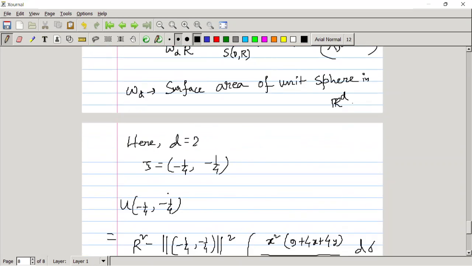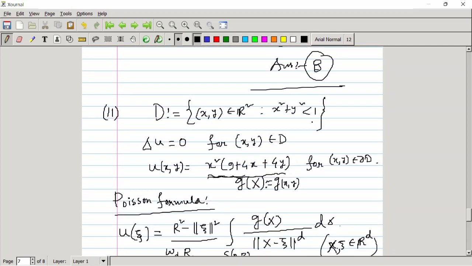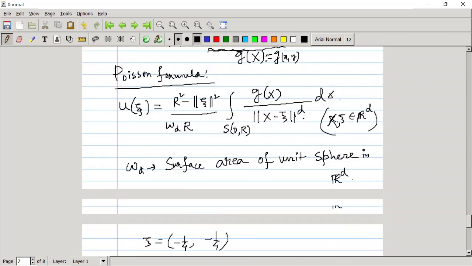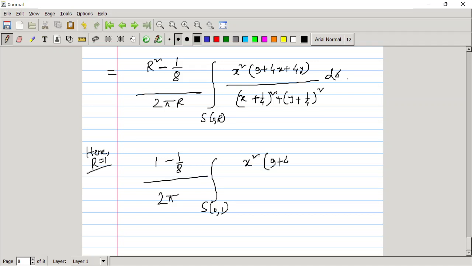Now here my capital R is the radius of this disc. Radius is 1, right? x square plus y square equal to 1. So capital R, I will put here R equal to 1, that is 1 minus 1 by 8 into 2 pi integral s01 into x square 9 plus 4x plus 4y by, now it is on the boundary. S01 means everything is calculating on the surface, boundary surface.